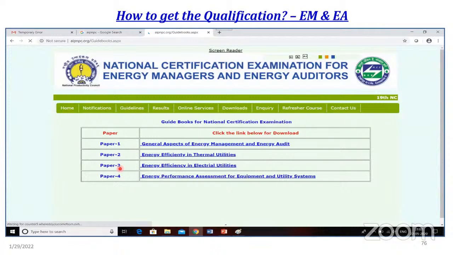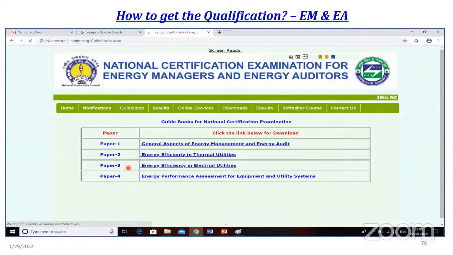Second case: I am enrolling for only the first 3 papers, not for the fourth paper initially. So for this year, suppose I write only 3 papers. If I pass the 3 papers, then I will become an energy manager. And the next year I will enroll only for the fourth paper, or in consecutive years I can take it. So first you can become an energy manager, then you will become an energy auditor. This is also possible.